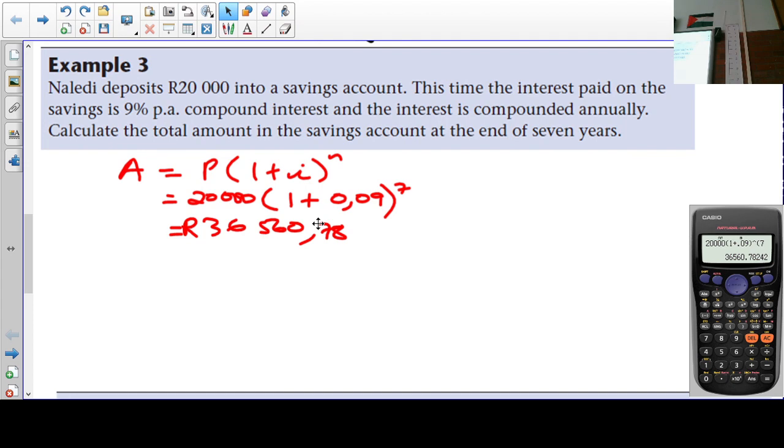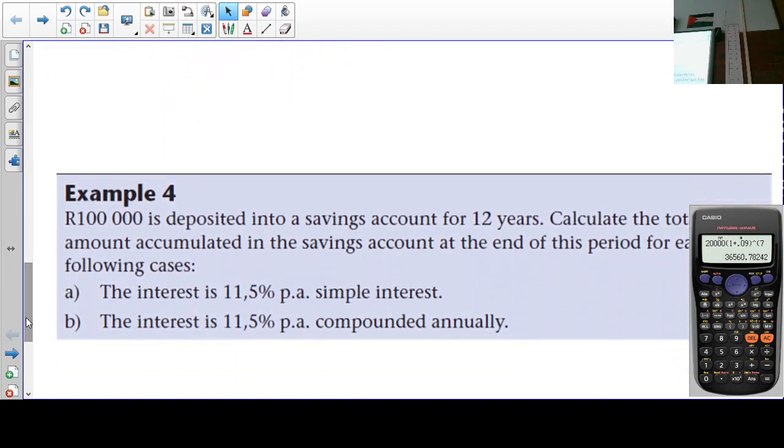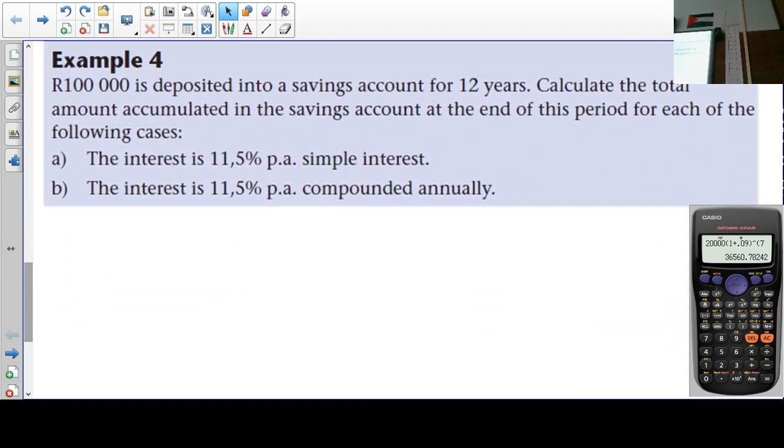Okay, what was the question? Calculate the total amount of money in the savings account. So that's the amount. If they ask you how much interest was earned, I would have subtracted 20,000 Rand from it. The last question before we leave.